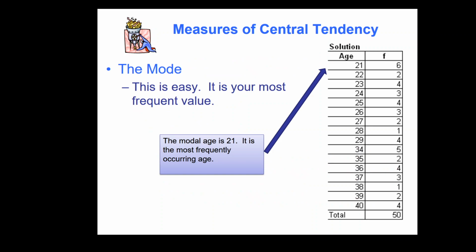Okay, so I can see here I have a frequency distribution of people by age, and I want the mode, or modal response, or modal age. In this case, the most frequently occurring age is 21. I have 6 people at age 21, and that's the most frequent age. Therefore, 21 is the mode, or modal age.